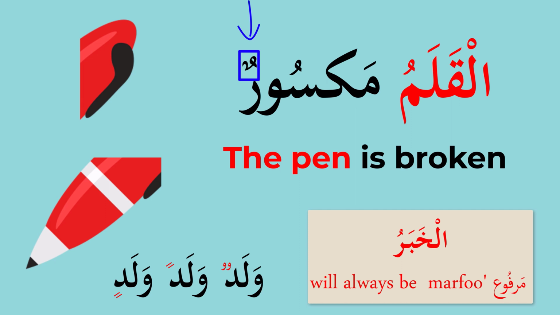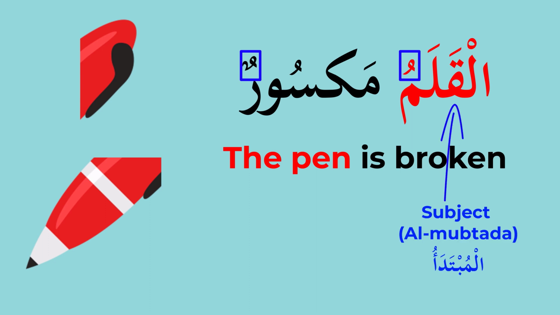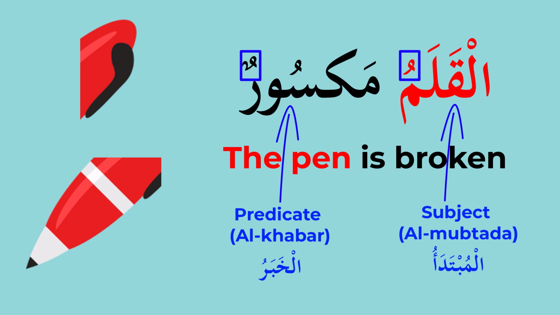So brothers and sisters, here we come. Al-kalamu maksurun. Is al-kalamu marfu? Yes. Is maksurun marfu? Yes. Both are marfu. What is al-kalamu? Mubtada. Where is the khabar? What about the pen? Tell me more about the pen. Where is the khabar? Maksurun. It's broken. So mubtada and khabar.